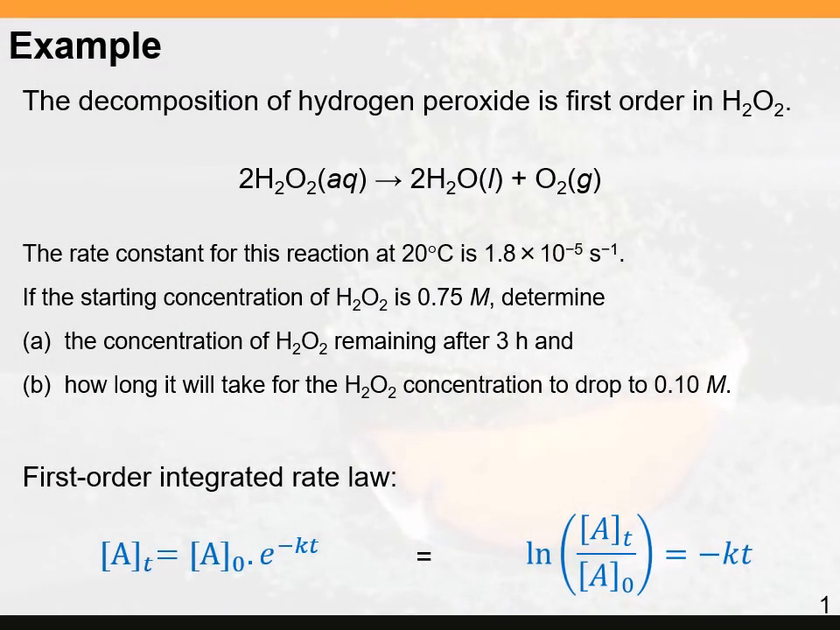Let's see an example of the use of the integrated rate laws for the first order decomposition of hydrogen peroxide. The rate constant for this reaction is provided, and the initial concentration is given to be 0.75 molar. We're asked to determine the concentration of peroxide after 3 hours, and we're also asked the time it would take for the concentration to drop to 0.10 molar. We're going to use the first order integrated rate law because the reaction is first order.